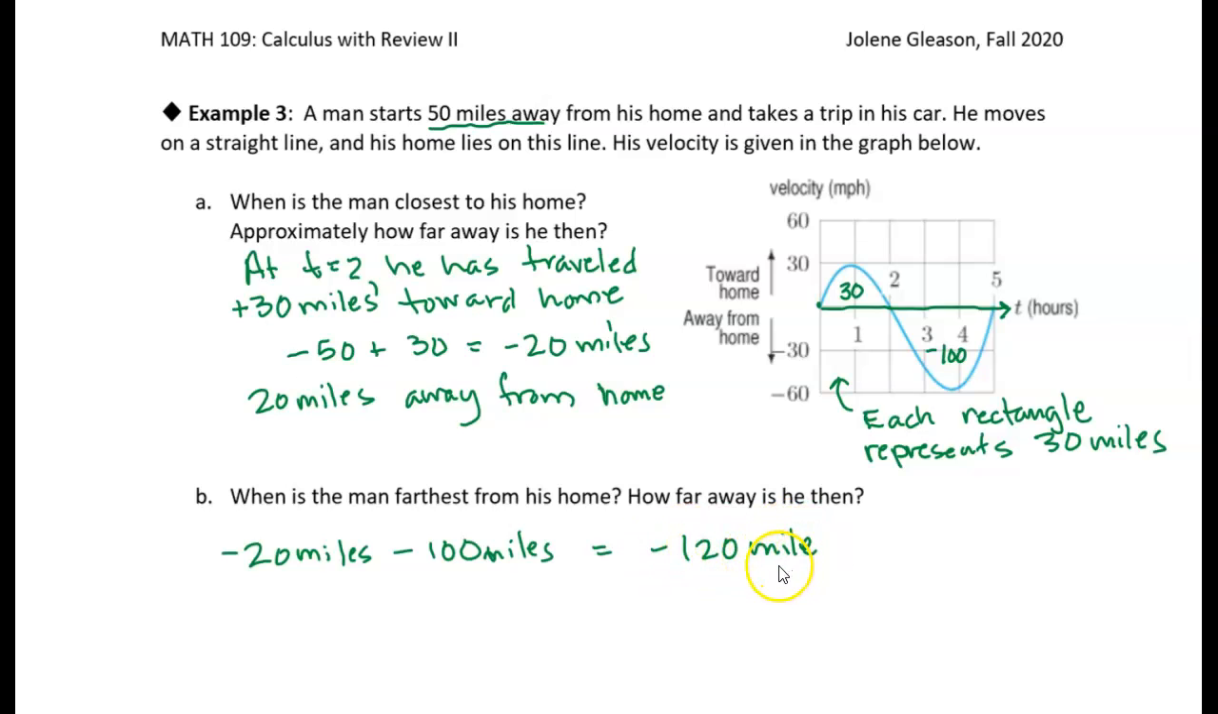And because it's negative, and we've taken the frame of reference to mean that negative means away from home, he's 120 miles away from home at t equals 5. And so that's the farthest he is, at least given the information that we have from this graph. That's the farthest he is away from home.